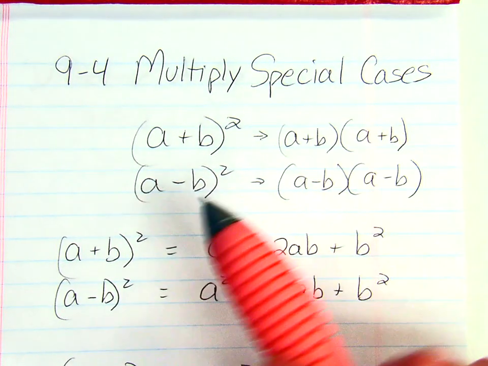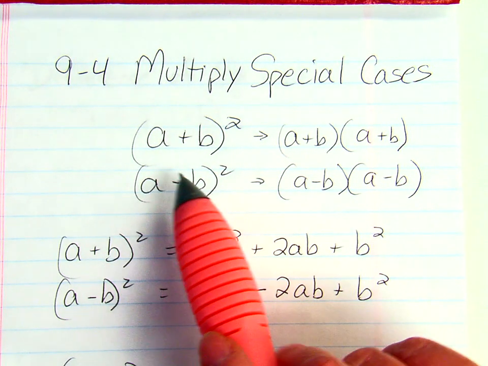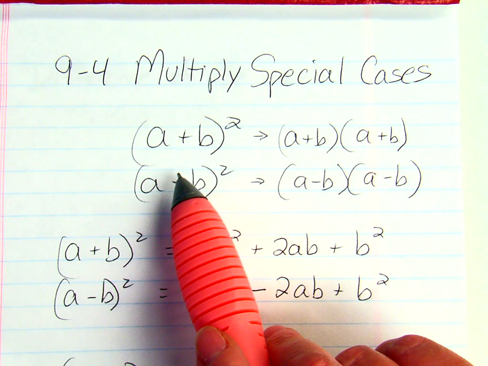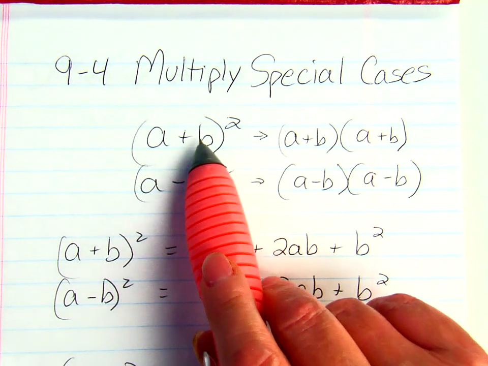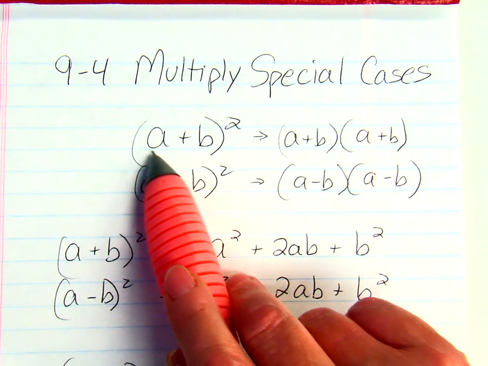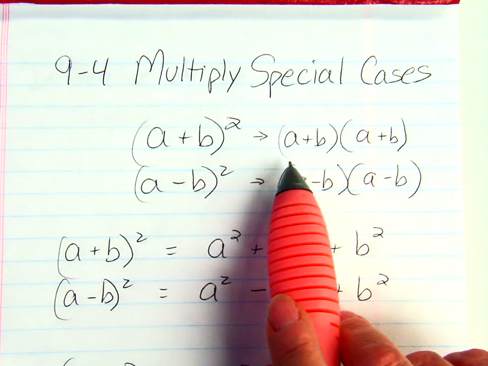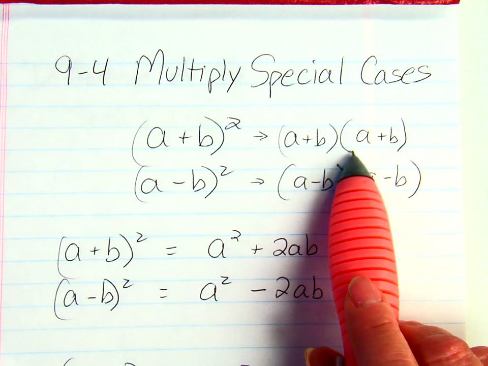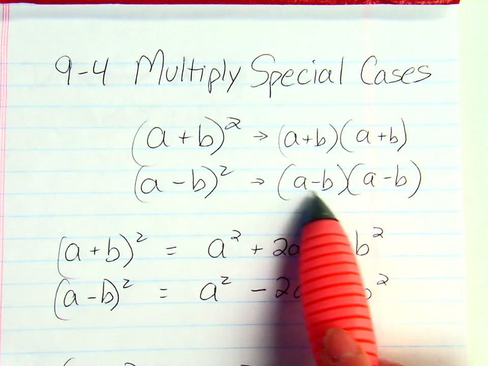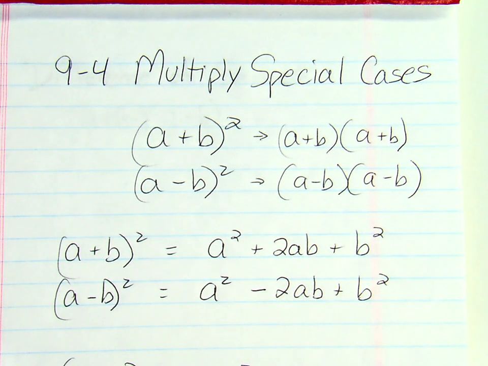So we're in lesson 9.4, and we're going to be multiplying special cases. What we're going to be looking at here is multiplying binomials that are being squared. So it's going to be in the form of a plus b squared or a minus b squared. If we draw this out, it would look like a plus b times a plus b or a minus b times a minus b. Now these always follow the same format when we solve for them.